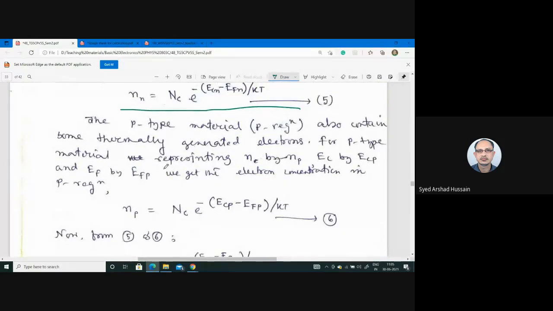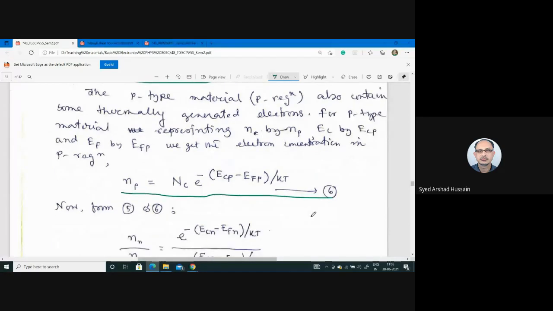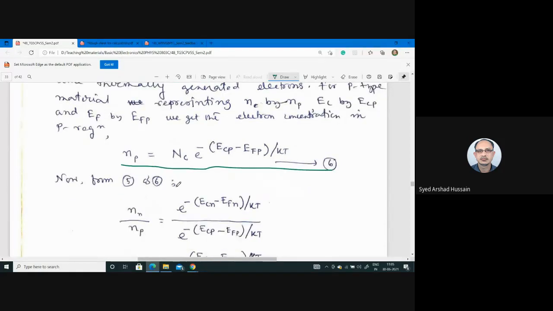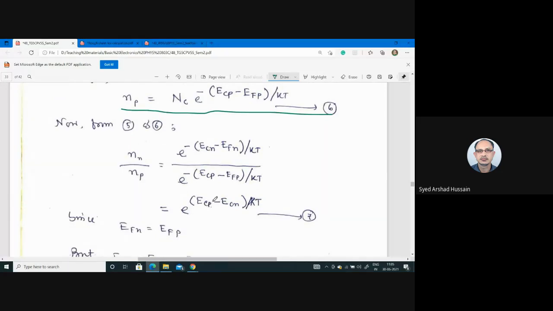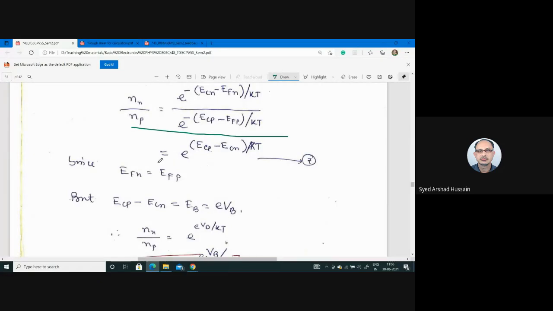Okay. Similarly, same thing for P. For P-type material we represent electron concentration by Np, Ec by Ecp, Ef by Efp, and then we can have this expression for electron concentration in the conduction band of the P side of this junction. Now comparing these two, we can write Nn by Np. You just simply do this calculation. Then we have this one. This is because EFP and EFN are same, so they cancel out.